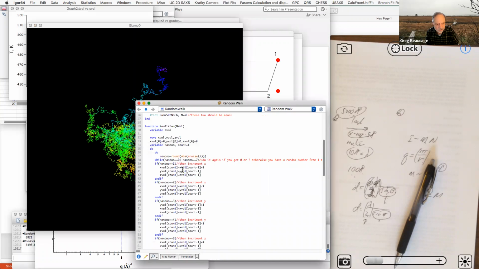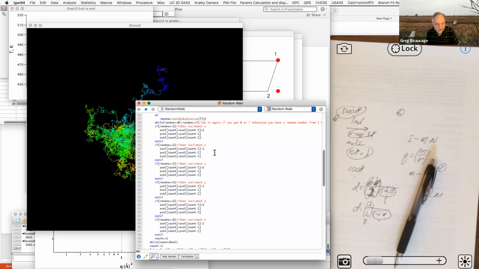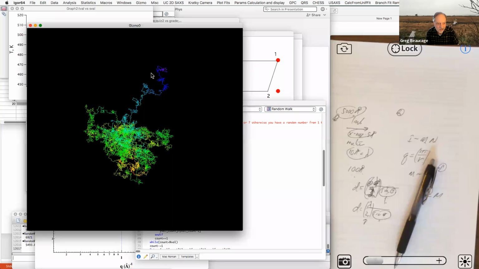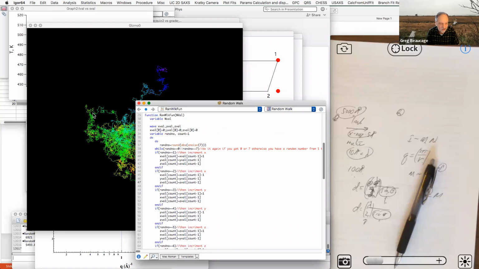You have the 6 possibilities. You can go plus x, minus x, plus y, minus y, plus z, minus z. You have a random number generated. You pick one of those. You take that step. And then that makes this walk. This is a 10,000 step chain, which would be kind of typical for a synthetic polymer. Right? And then after that, you can calculate this value for r squared, and it should be proportional to the number of steps that you put in times the step length, which here the step length is 1, so r squared should just go with n, if you do this right.